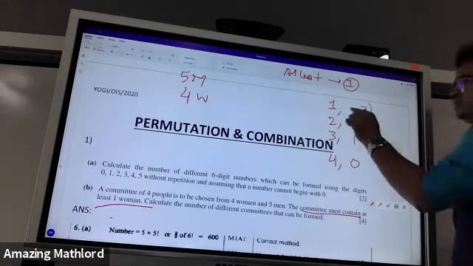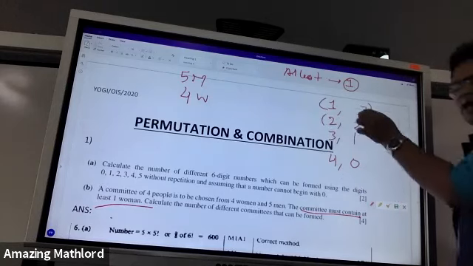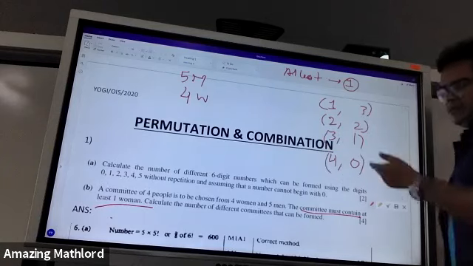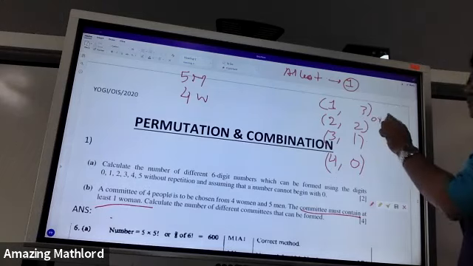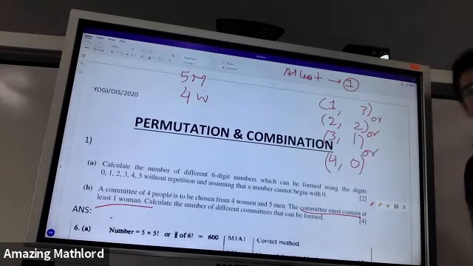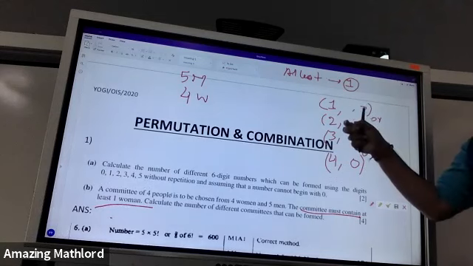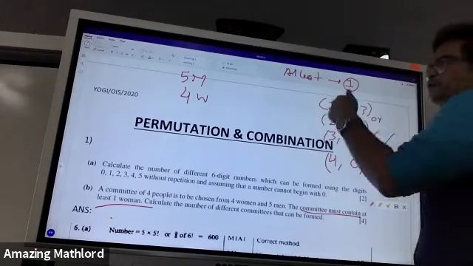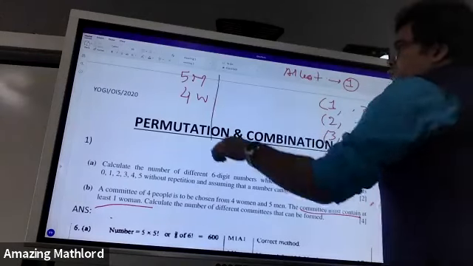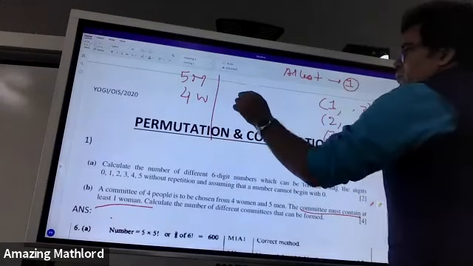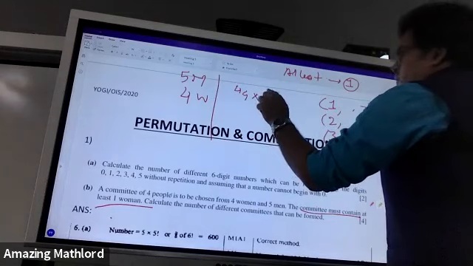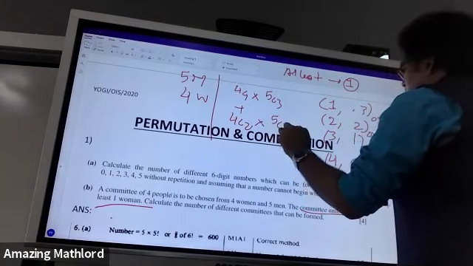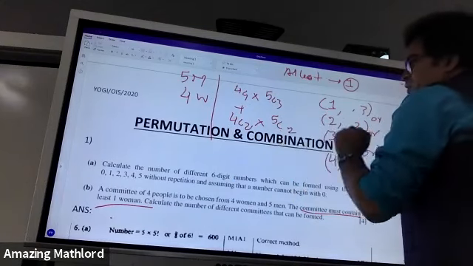And remember that these are 1 woman and 3 men, 2 women and 2 men, 3 women and 1 man, and 4 women and 0 men. And there is an or in between. So wherever there is an or, you always add. So this combination or this combination or this combination or this combination. Now let's put this in proper format. From 4 women, I want to select 1. So it would be 4 choose 1 times 5 choose 3, plus 4 choose 2 times 5 choose 2.